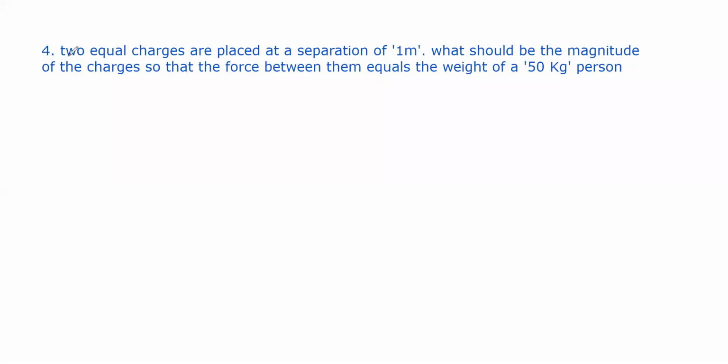Let us solve the fourth problem. Two equal charges are placed at a separation of 1 meter. What should be the magnitude of the charges so that the force between them equals the weight of a 50 kilogram person? Let us first write the given. The distance by which the two charges are separated is 1 meter, and how much charge is placed we need to calculate. So charge is equal to question mark.